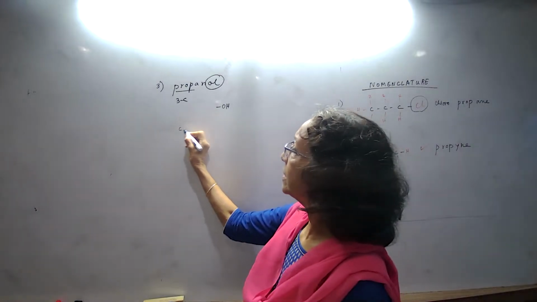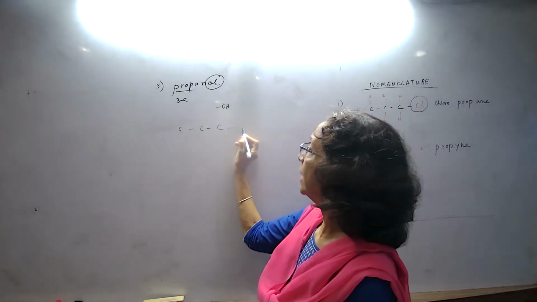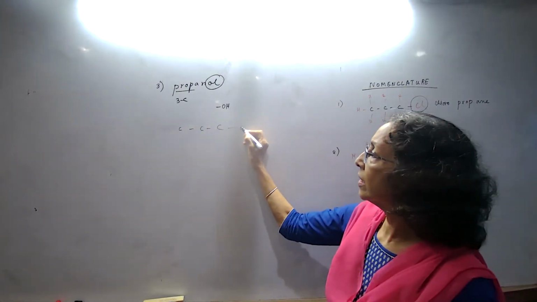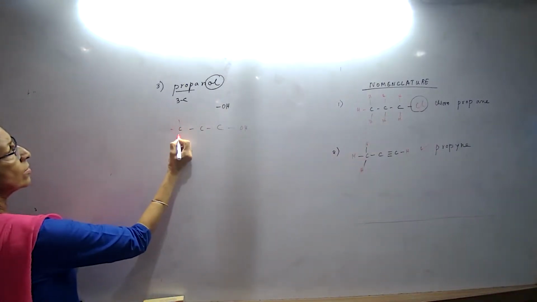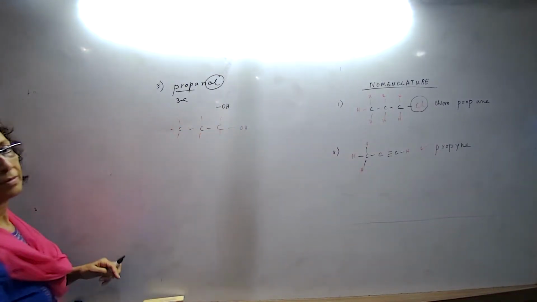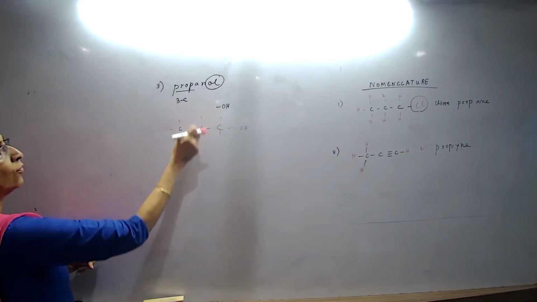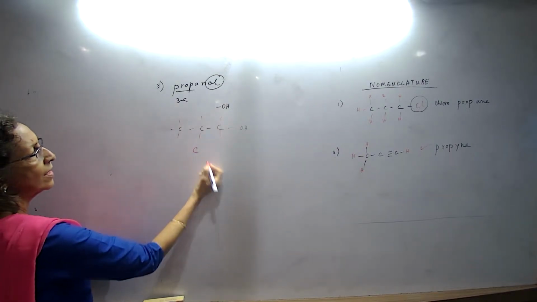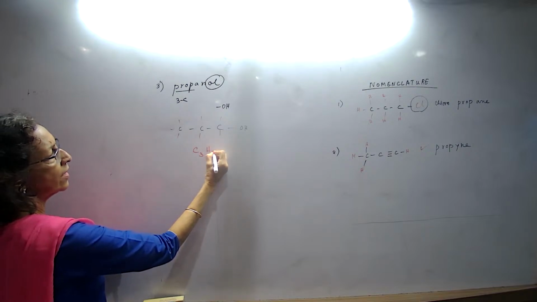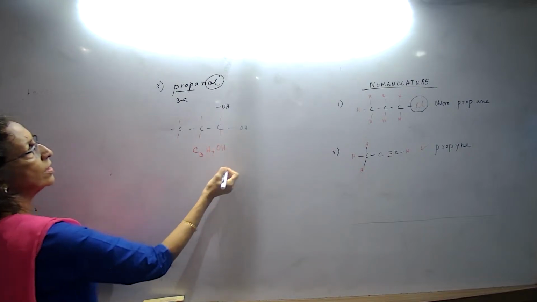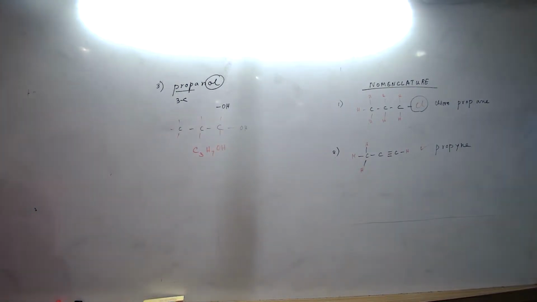Tell me. C3. How many carbons? 3. 3 carbons have come. What will come here? OH will come. And then what will come here? Hydrogens. All hydrogens. So like this. Okay. 1, 2, 3, 4, 5, 6, 7. Okay. C3H7OH. Did you understand? That is propanol. Why is it "ol"? Because it's an alcohol.